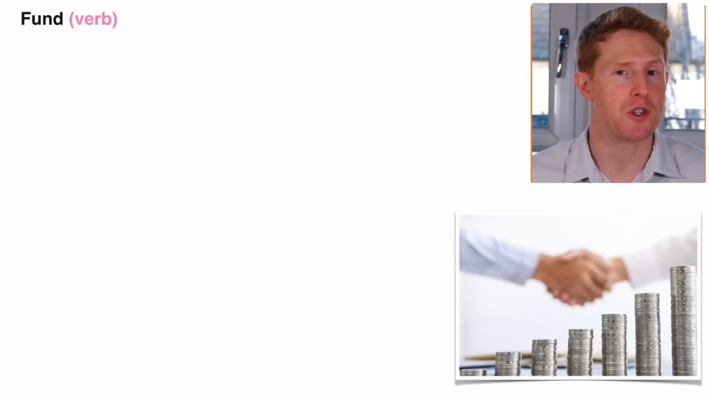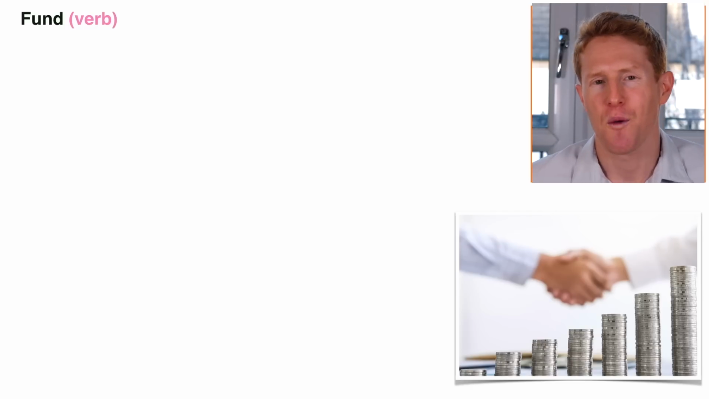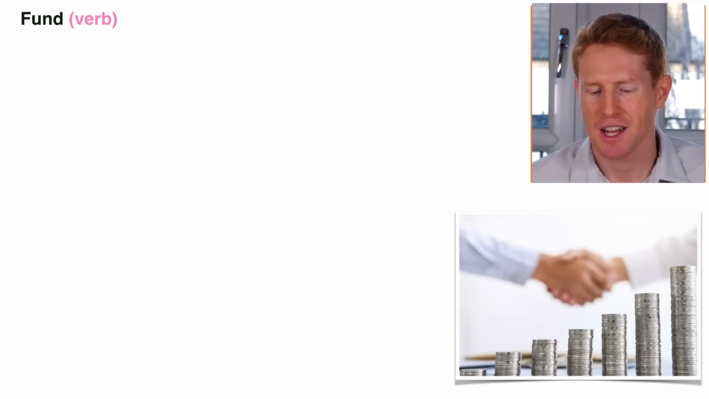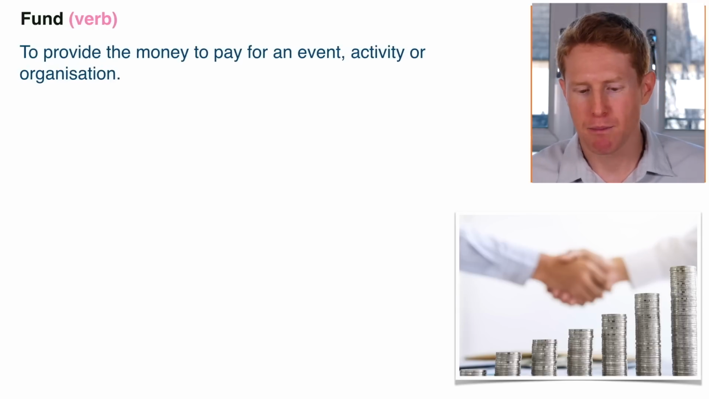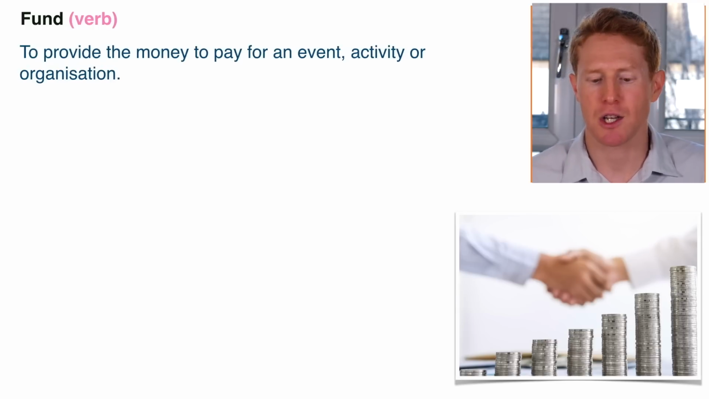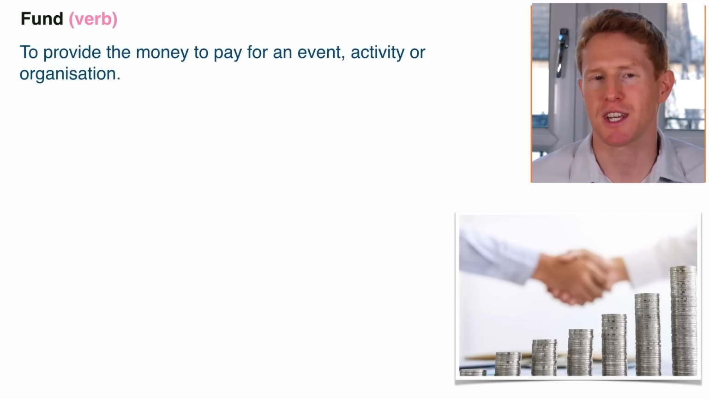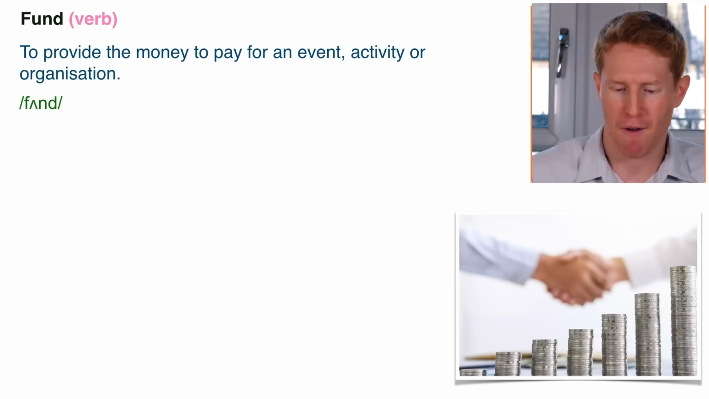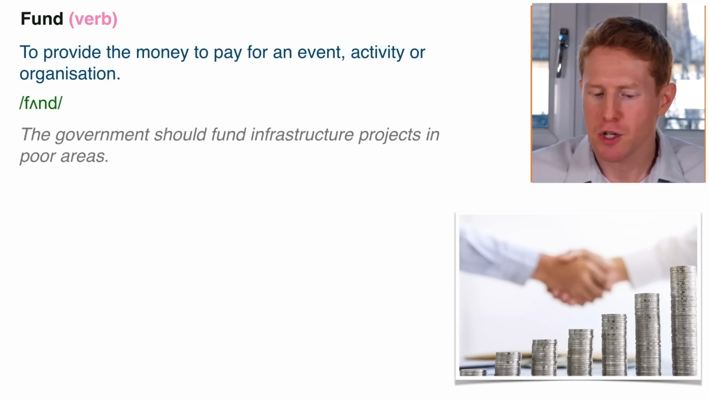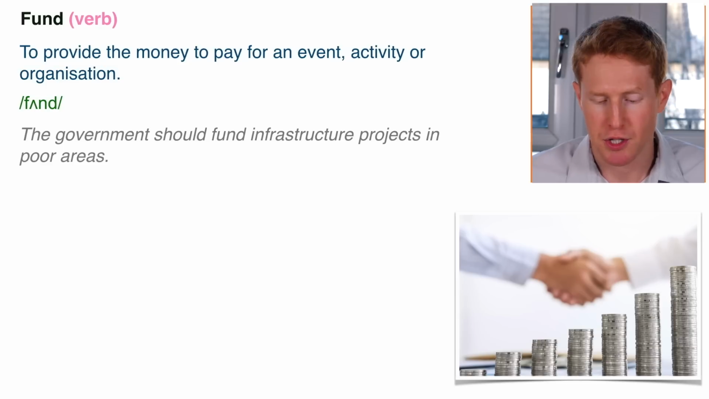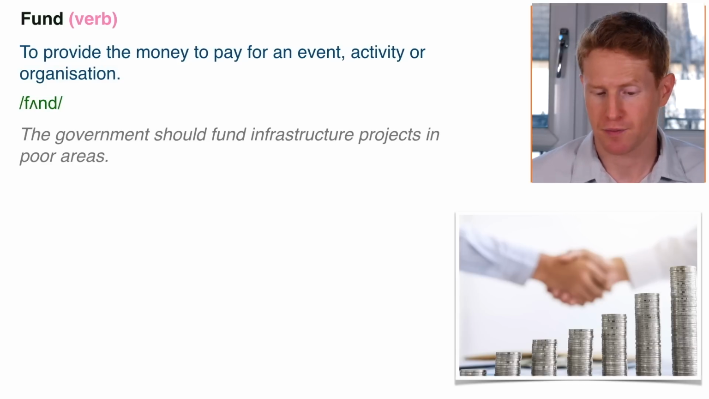Let's go on to the next word. The next word is fund, which we saw earlier. Can you remember what it means? It means to provide the money to pay for an event, activity, or organization. The pronunciation is fund. The government should fund infrastructure projects in poor areas.